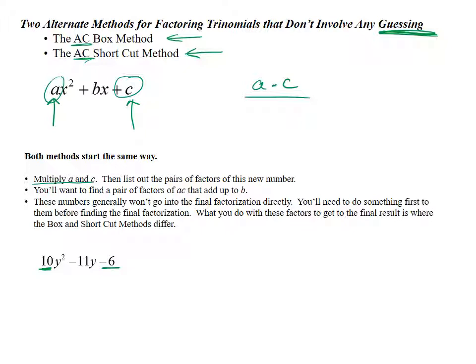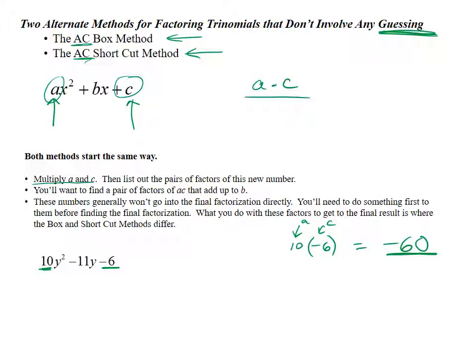So it's best to see an example. In this example down below, 10y squared minus 11y minus 6, we're going to take the 10, which is A, and multiply it by the C value, which is negative 6. So A and C, multiply those two together and you get a bigger number, negative 60. So one price you pay for not guessing is you have to work with a bigger number than actually appears in the trinomial. So we start with a negative 60, which is the AC.